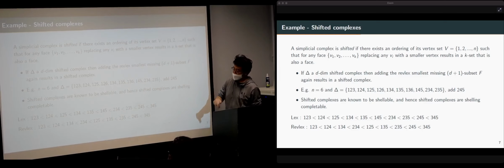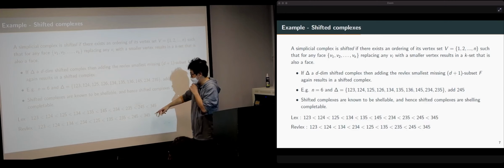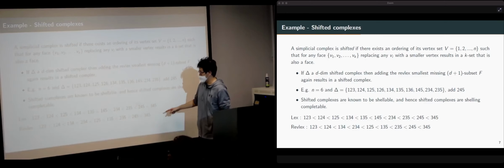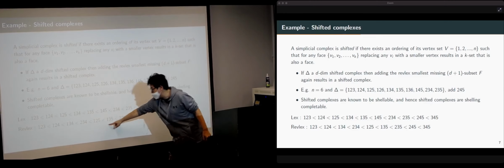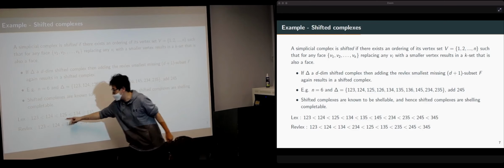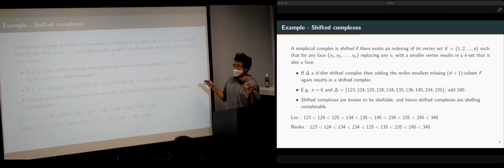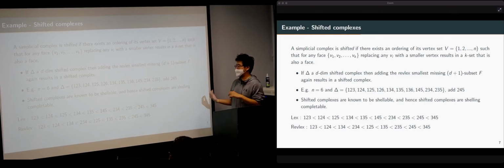Revlex is the opposite. Instead of starting at the leftmost position, you first start comparing the rightmost position. So for example, you can see that here we have a chunk of sets ending with 5, here we have a chunk ending with 4, and here we have one ending with 3. So you start comparing from the rightmost entry, and whenever there is a tie, you move left. That is the revlex order.